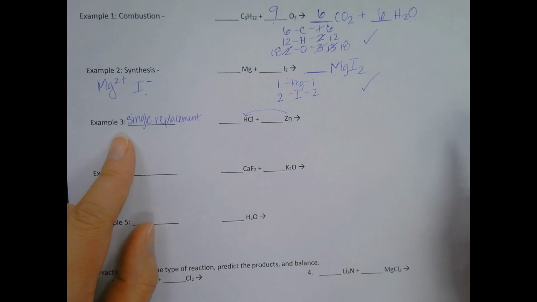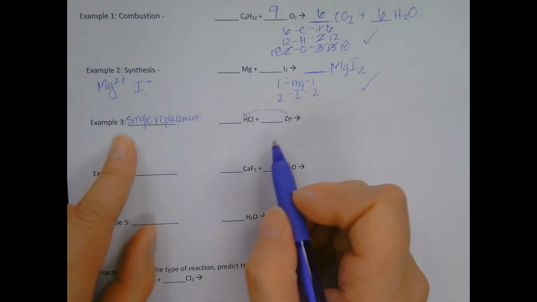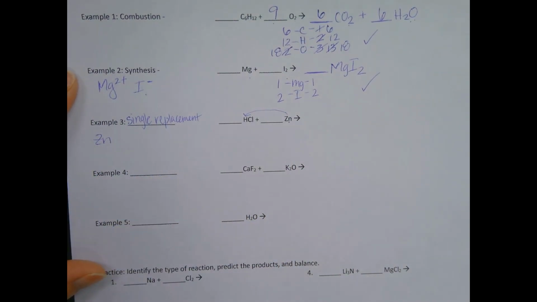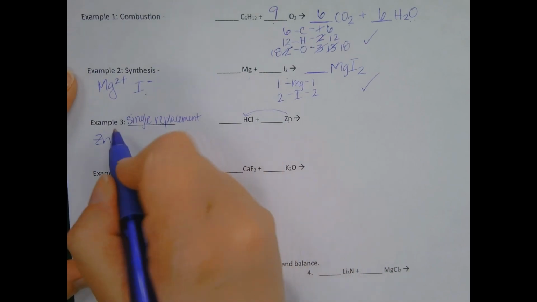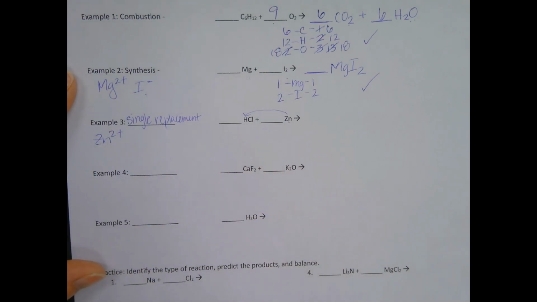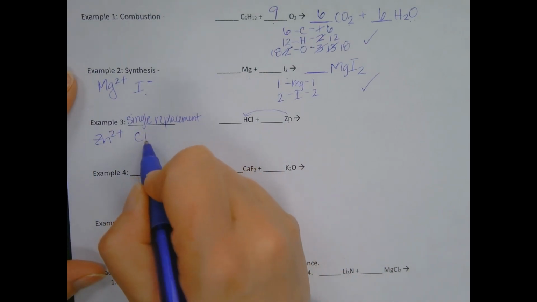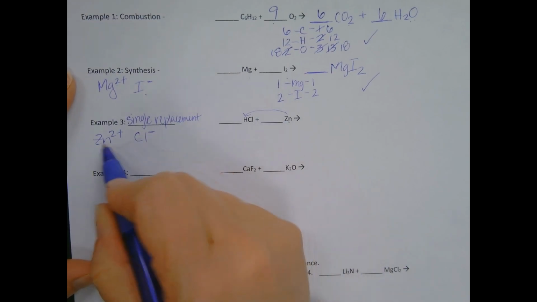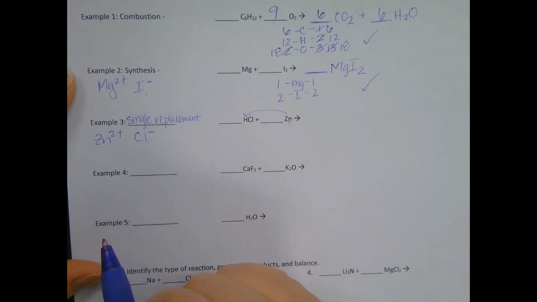So I know that that is going to replace the hydrogen over on the right. So let's figure out what this charge is going to be. Zinc is a transition metal, but zinc will only be a 2+ for a cation. And then my chlorine, Cl, is in group 7A, so it will be a 1-. So if I crisscross those, then it's going to give me the correct formula.